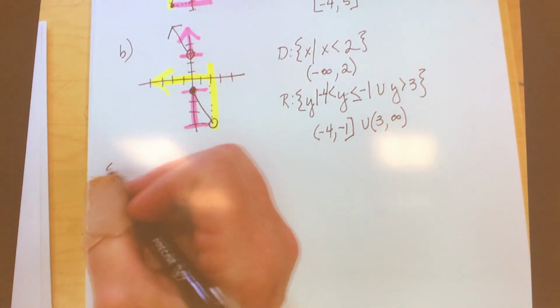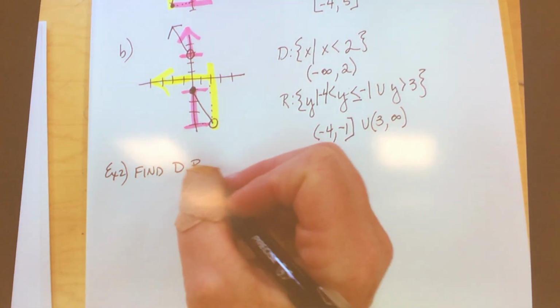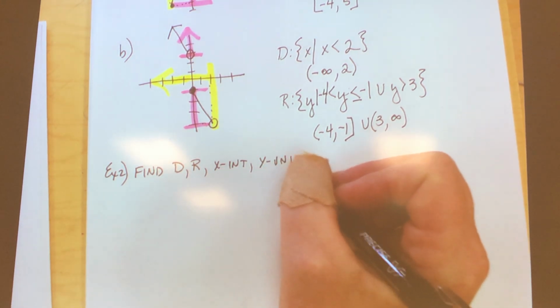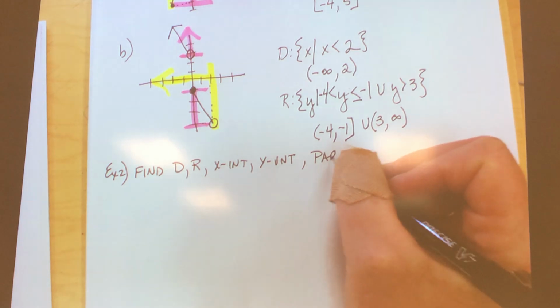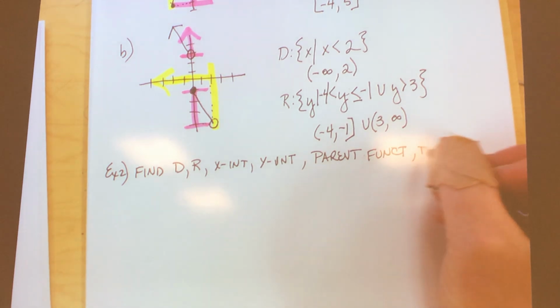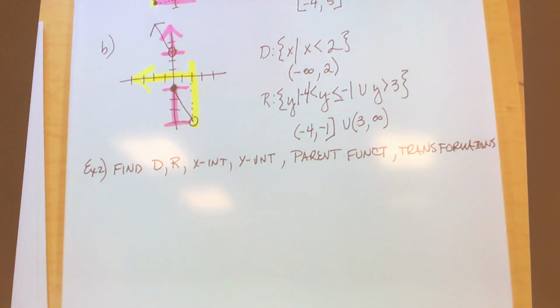So example 2: find the domain, the range, the x-intercept, the y-intercept, the parent function, and the transformations. This is just like on your worksheet, where you are asked to find all of these things. The actual problem in the book doesn't say to do that. It just says find the domain and range. But I wanted to make sure that everybody knew how to do that, because on the worksheet it's going to require you.